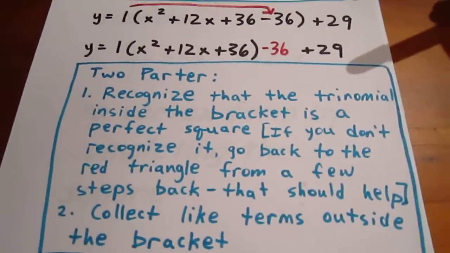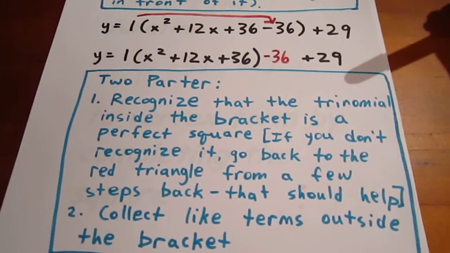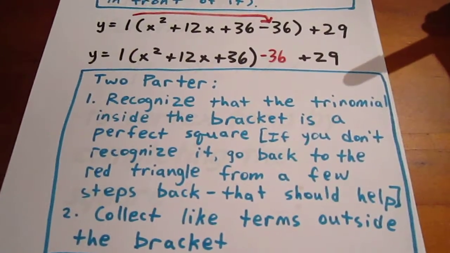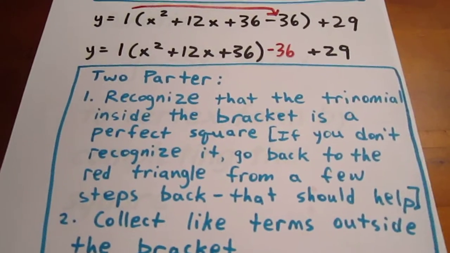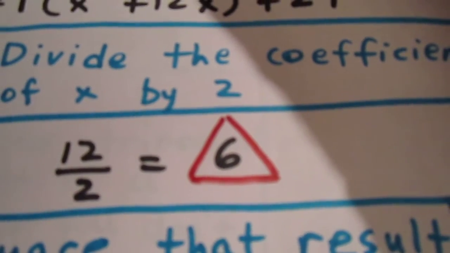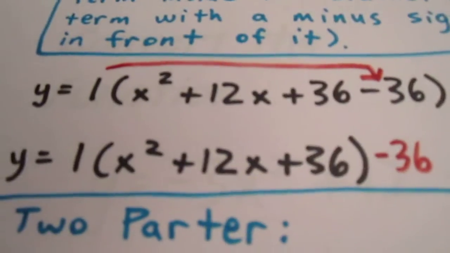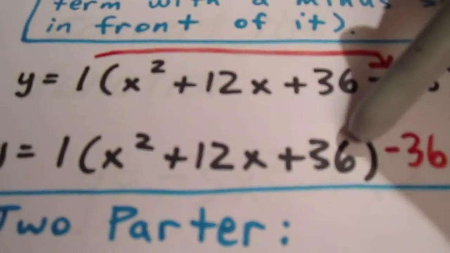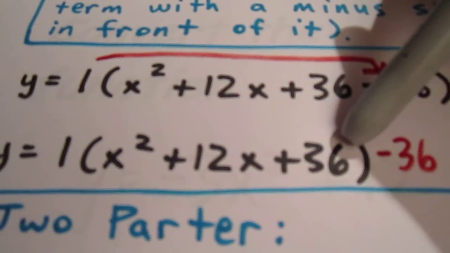We recognize the trinomial inside the bracket is a perfect square, and if you don't recognize it, go back to the red triangle a few steps back. That should help. The red triangle a few steps back was a positive 6 value. So what that means is that this is x plus 6 quantity squared.